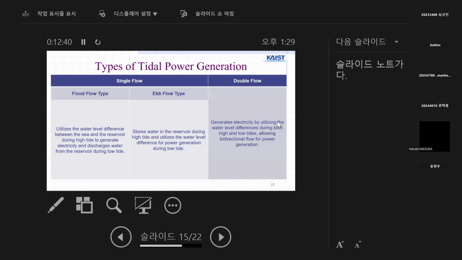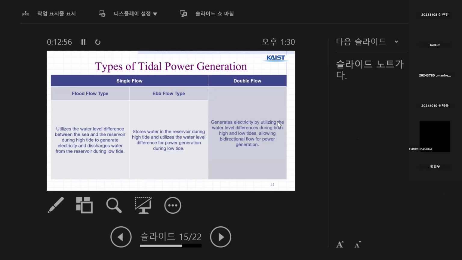So these are the types of tidal power generation. There are two big types. The first one is the single flow, and the second one is the double flow. The single flow is divided into two. The first one is the fluid flow type, and the second one is the air flow type.